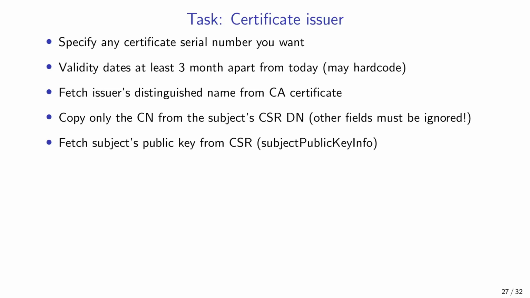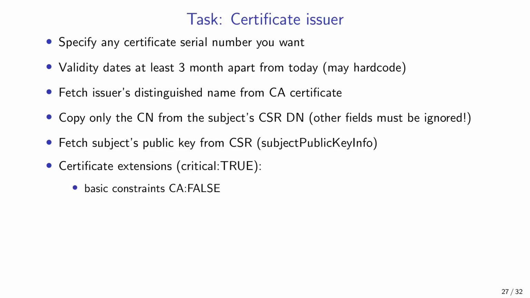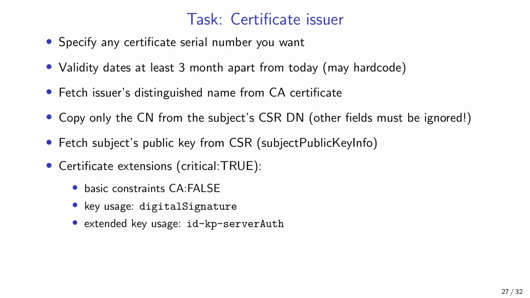Fetch the subject's public key from the CSR and put it into the certificate subject public key info field. The following certificate extensions marked critical have to be set in the certificate. Basic constraints CA false, to prevent it from being recognized as a CA certificate. Key usage extension set to digital signature, and extended key usage extension set to server authentication.